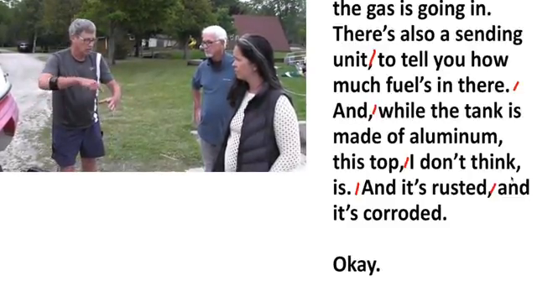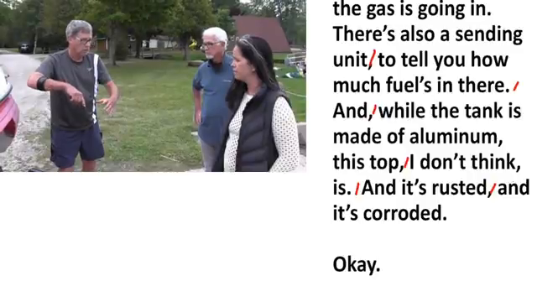And it's rusted and it's corroded. Maybe not a full break here, a little lift though, a little mini separation. And it's rusted and it's corroded. He's listing things. He's repeating the first two words of the sentence. It's natural there to put a little break to separate that repetition.